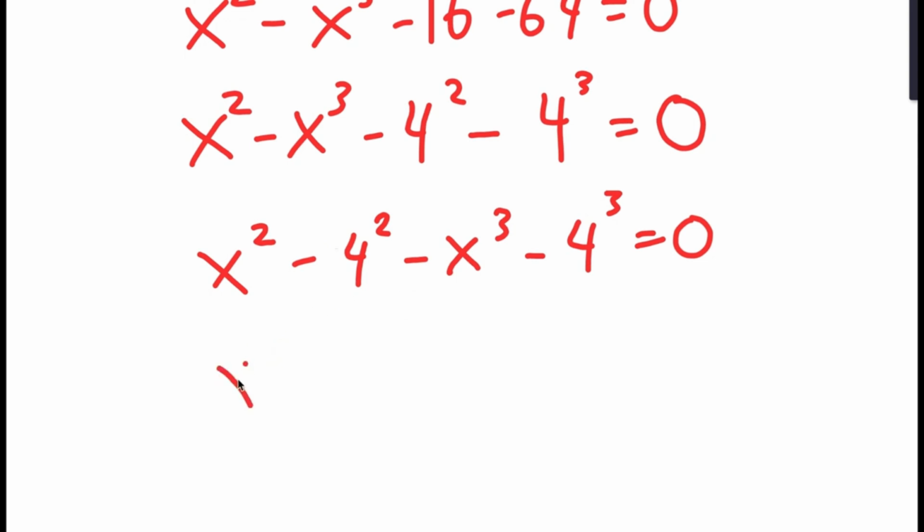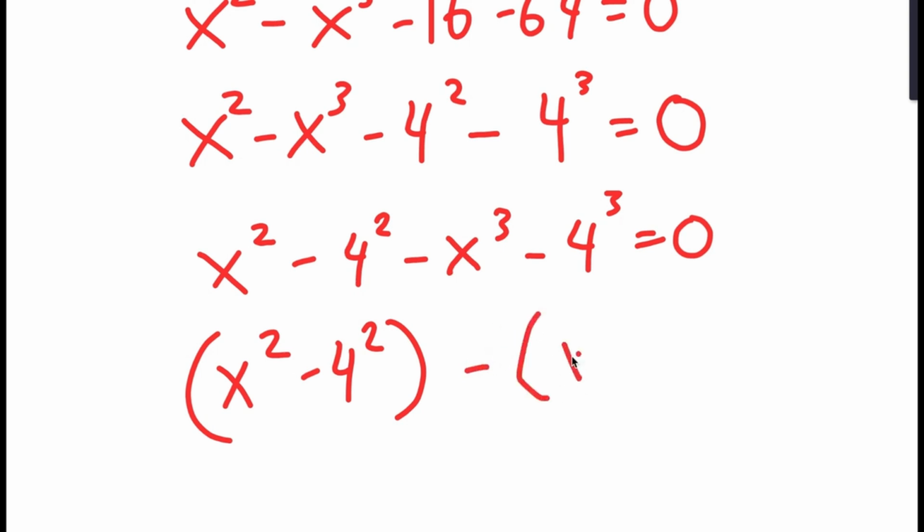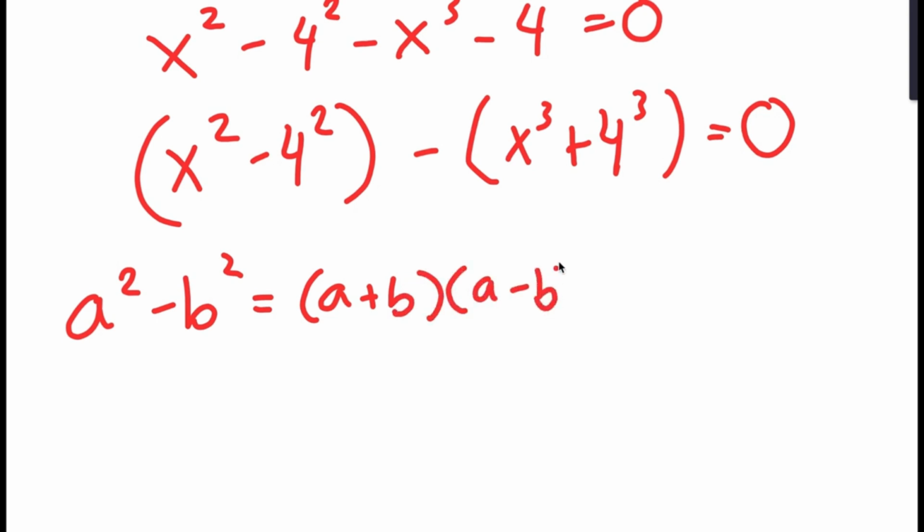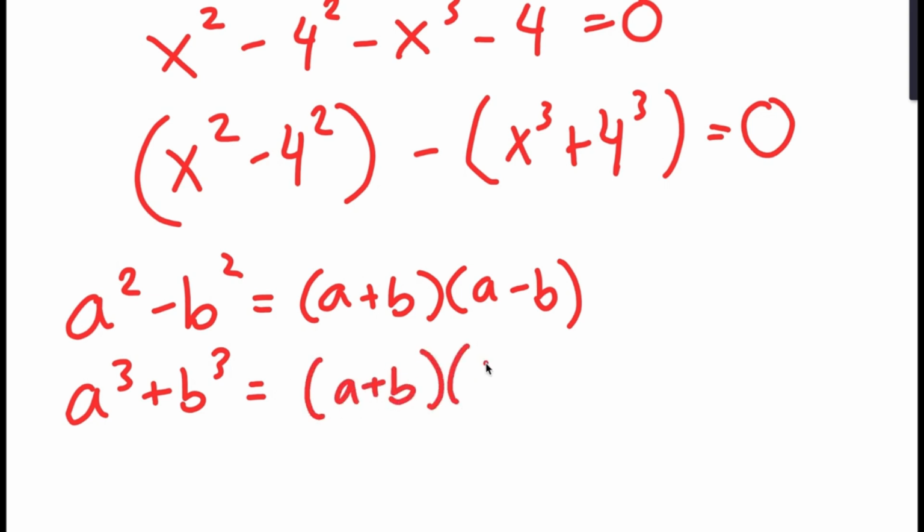So now, there's two properties that I'm going to use. And before that, I'm going to write this as x squared minus 4 squared, and I'm going to group this minus x to the power of 3 plus 4 to the power of 3. We put this plus because this negative sign distributes. Now, if I have something in the form a squared minus b squared, this is equal to a plus b times a minus b. And if I have something in the form a to the power of 3 plus b to the power of 3, this is equal to a plus b times a squared minus ab plus b squared.